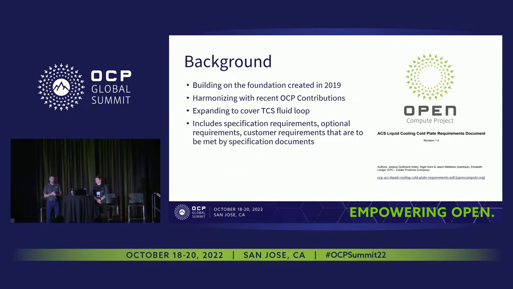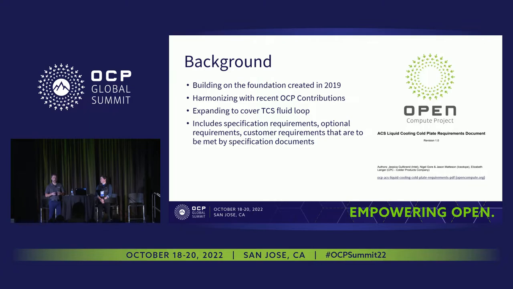The original revision of this document was created in 2019 and contributed, and it was the very first contribution from the ACS group. This document was intended to cover basically a high level of all the different components and things that you need to consider when looking at a cold plate cooling loop. Since then, though, there has been a lot of excellent work by the members, many of them in the audience here, that covered deep dives into leak detection, fluid serviceability, integration, and logistics.